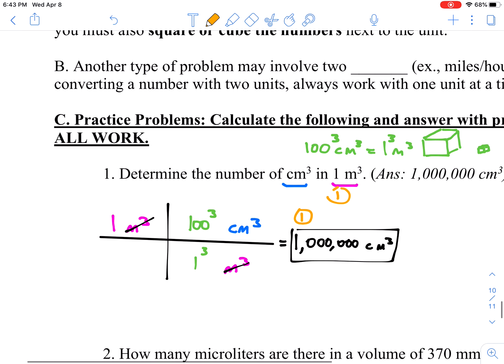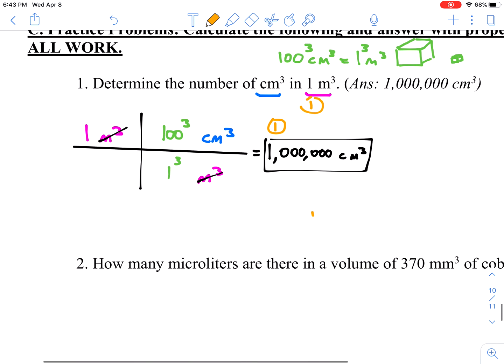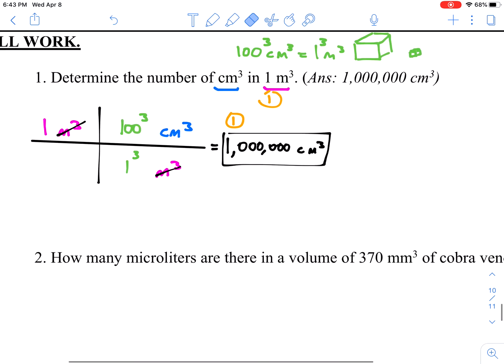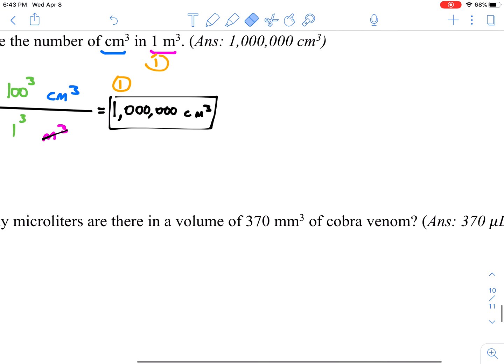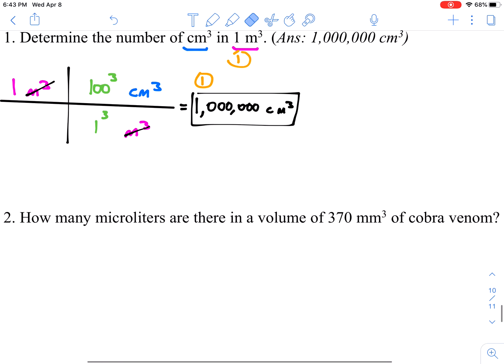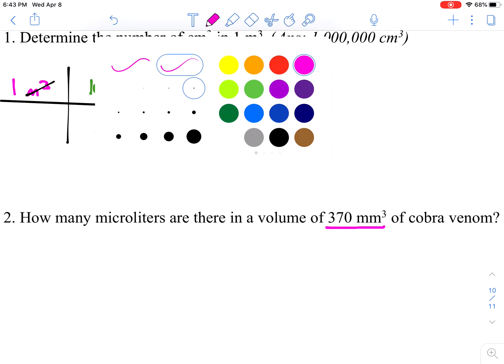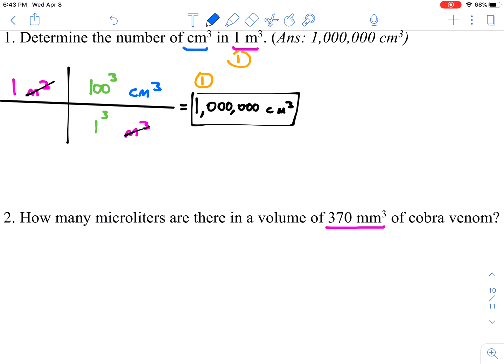All right, let's make things a little bit more difficult. If you think you get the hang of it, definitely pause and try number 2 on your own, because things are a little bit more tricky when we get down to number 2. So if you've had a chance to pause number 2, let's define what we're looking for. We know that we have 370 cubic millimeters. We are after a volume of microliters.